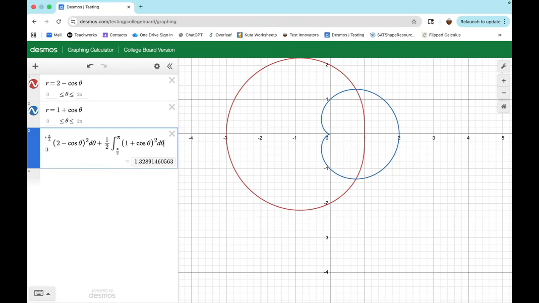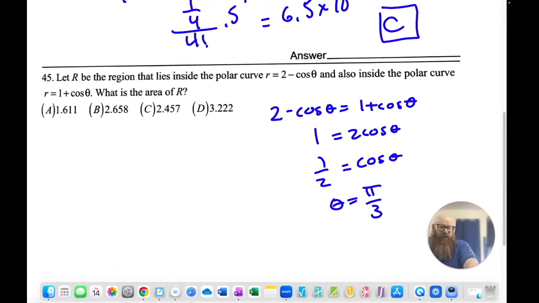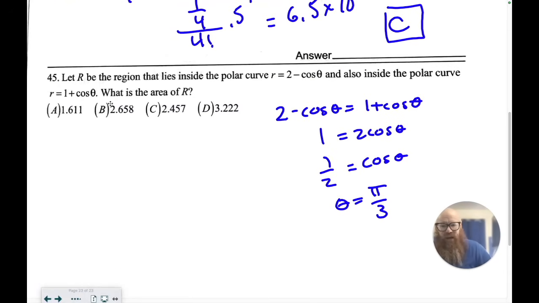Now what ends up happening is this just gave me the area of the top part, but I want the bottom part too. So then I'm just going to double it. I wanted to write this out for you, but to double it means to just get rid of the 1/2. The 1/2 is so important as far as the formula that you use to find the area of a polar curve. But if I just get rid of the 1/2, that gives me the true area because I'm doubling it. So it's going to be 2.658, which is answer choice B.